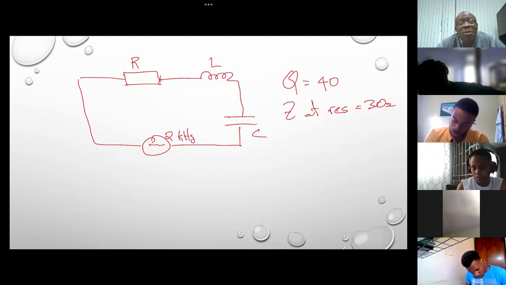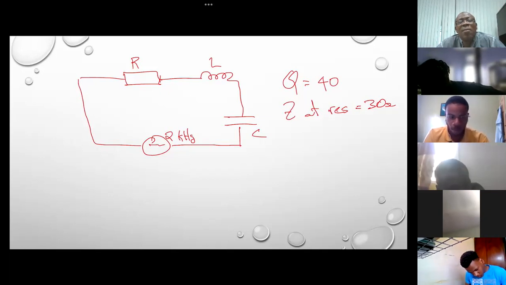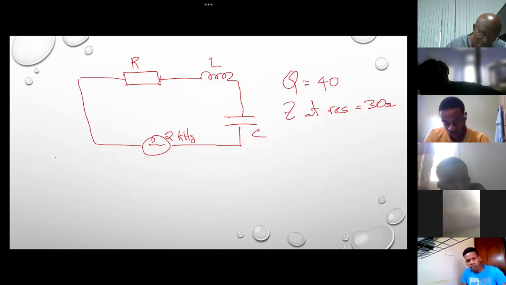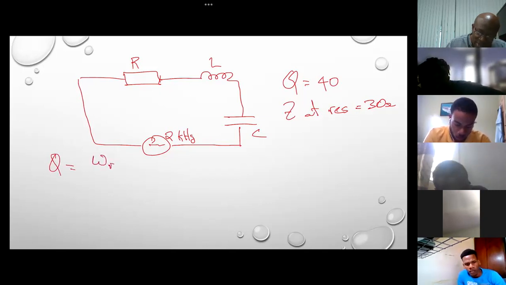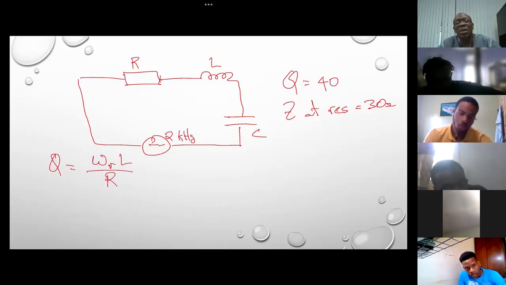So where do we go? Omega L over R, sir. Huh? Omega R L over R. All right, so we have that Q is equal to omega R L over R. We still have 2 unknowns, Mr. Hopkins. How do we get out of this one?